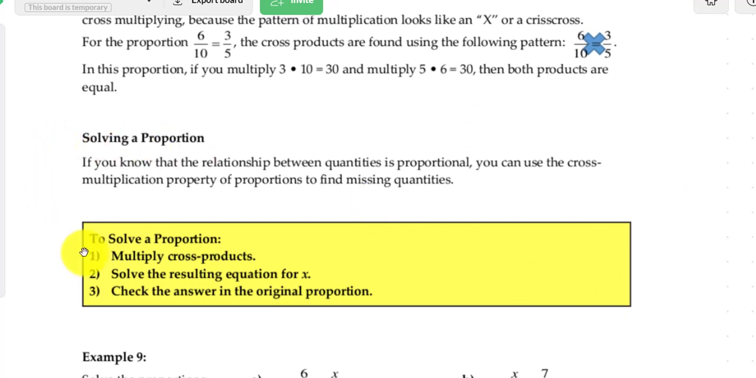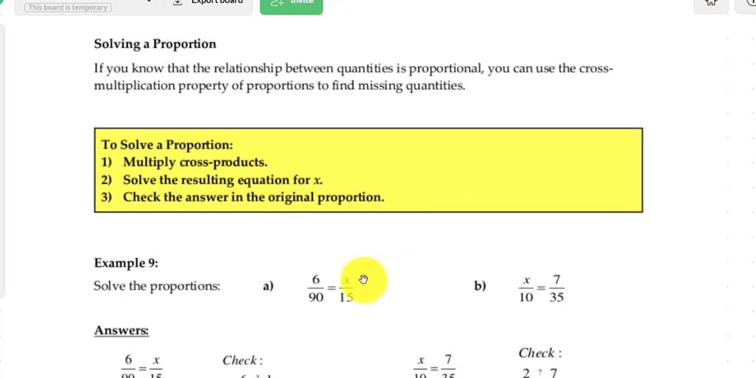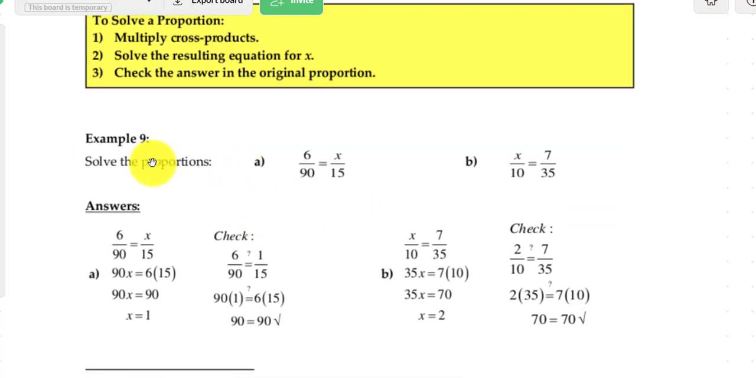Okay, and it gives us some steps on how to solve a proportion, right? We multiply the cross products and solve for the variable. So when you look at something like example 9a, right, you would multiply 6 times 15 and set that equal to x times 9. And that's what they do here, right? X times 90 is 90x. 6 times 15 is 90. So we divide both sides by 90 to get x equals 1.